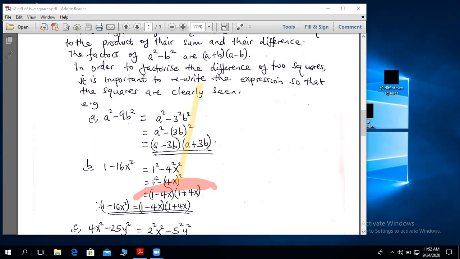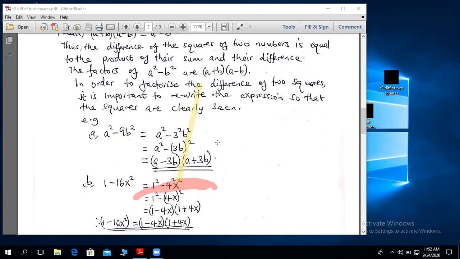So finally, this one now becomes a difference of 2 squares. And what did we say? The difference of 2 squares is equal to the product of their sum and their difference. So the numbers making the squares are 1 and 4x. The sum is 1 plus 4x, and the difference is 1 minus 4x. The product of the sum of the numbers and their difference: we have 1 minus 4x into 1 plus 4x.